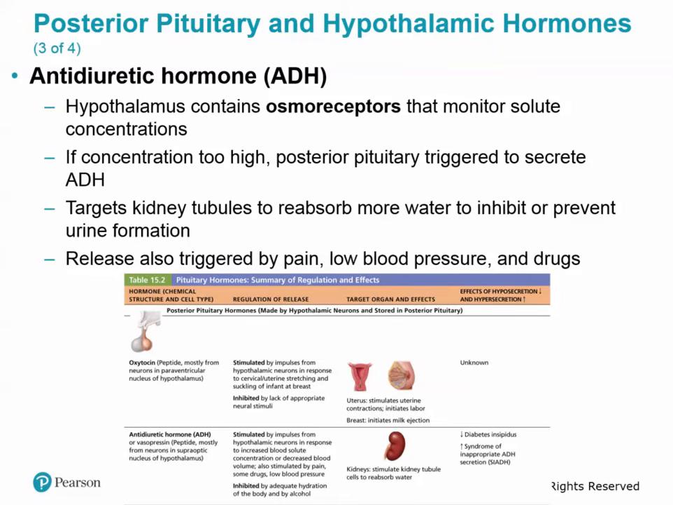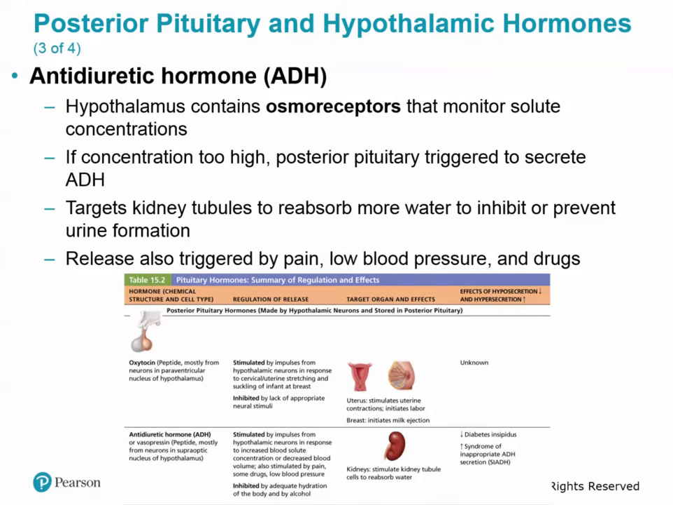It's released in response to solute concentrations in the blood. So say the concentration of the blood gets too high, so we need more water in the blood. We'll release ADH from the posterior pituitary, which would then tell the kidneys to reabsorb more water and return it to the blood. Release of ADH can also be triggered by pain, low blood pressure, and certain drugs.